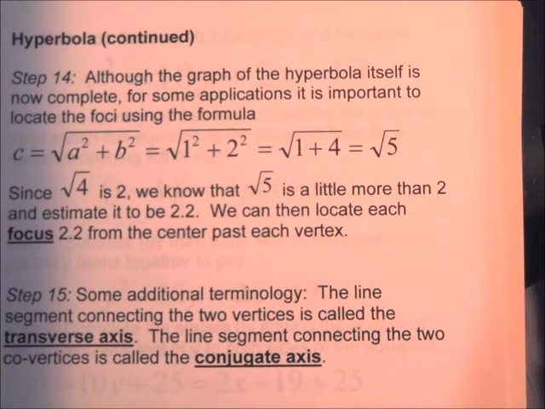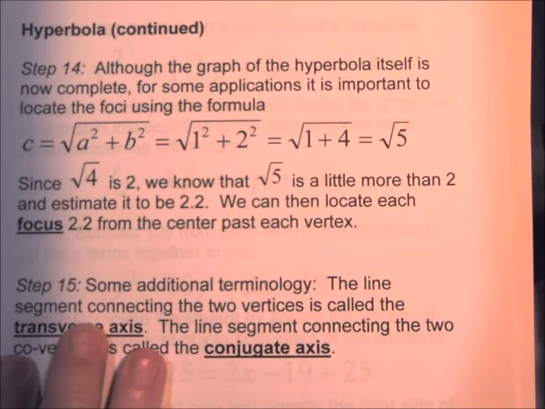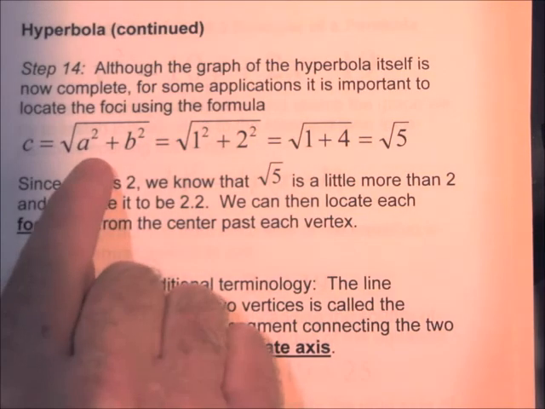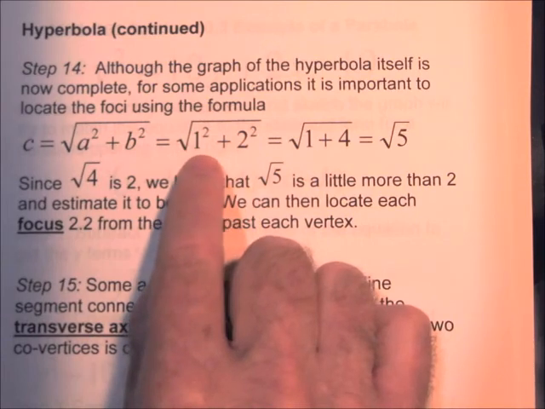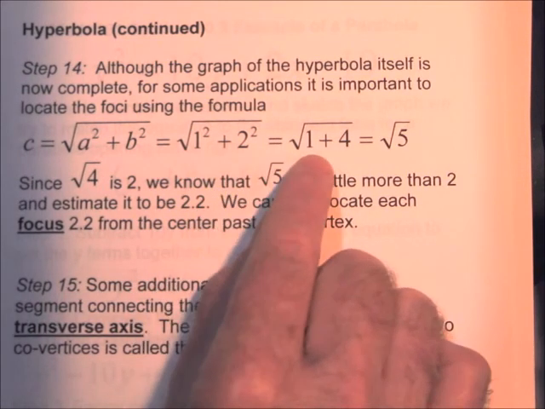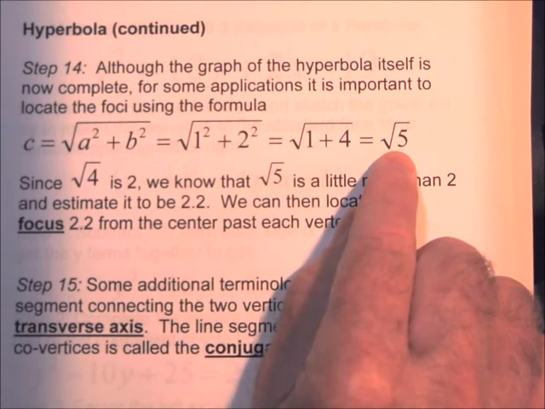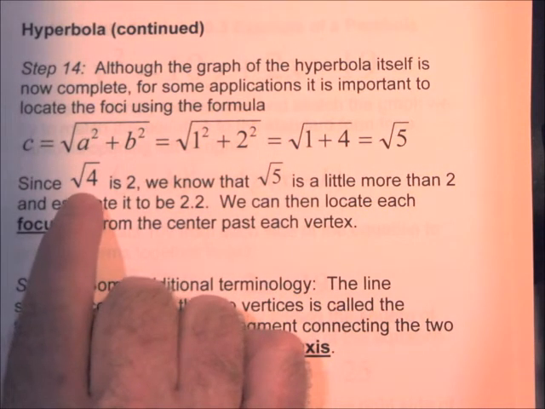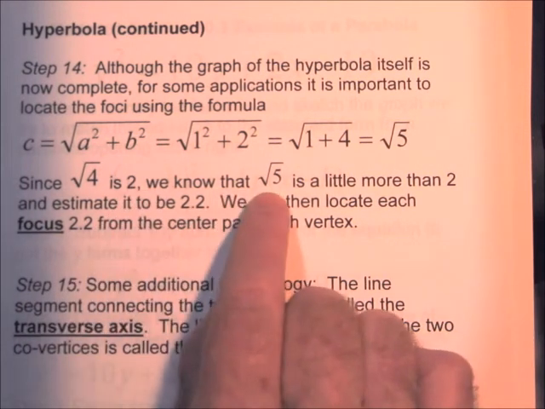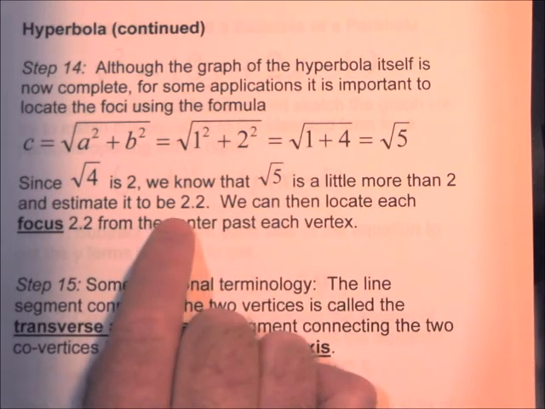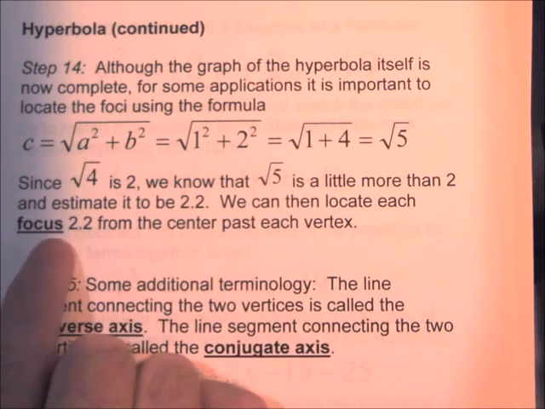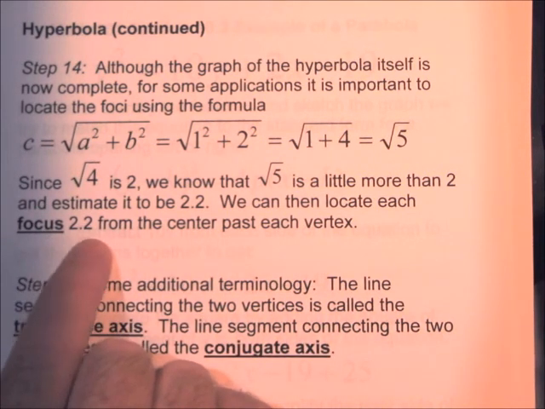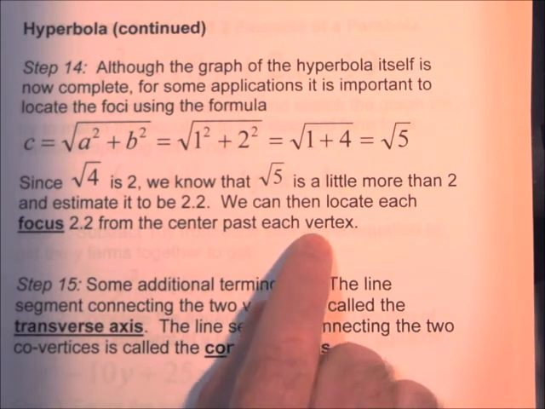So some of the applications require knowing the focus of the hyperbola, and so you want to compute c, which is the square root of a squared plus b squared. Putting in the numbers, square root of 1 squared plus 2 squared, square root of 1 plus 4, which is square root of 5. 5 is not a perfect square, it's close to square root of 4. Square root of 4 we know is 2, so square root of 5 will be a little more than 2. Through trial and error, we could estimate it to be about 2.2. And then the foci will be 2.2 from the center going past the vertex.